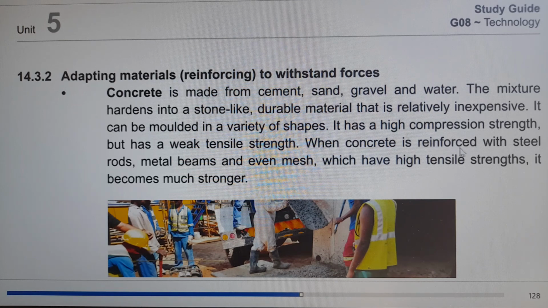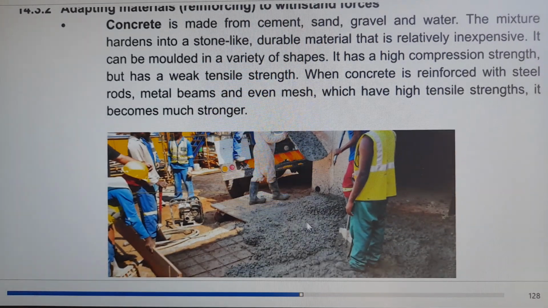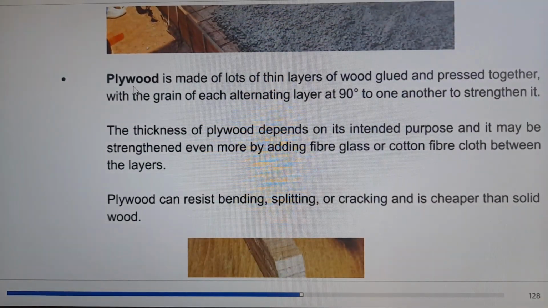When concrete is reinforced with steel rods, metal beams, and even mesh, which have a high tensile strength, it becomes much stronger. Okay, so this is a concrete mixture. As you see it, they are pouring it on the foundation. Okay, so concrete is one of the adapting material. The second adapting material is the plywood.